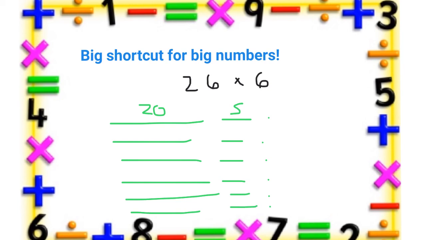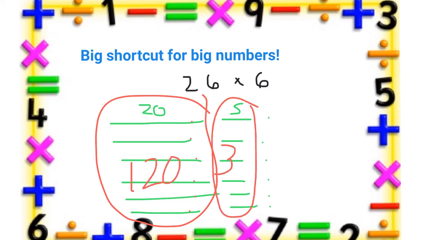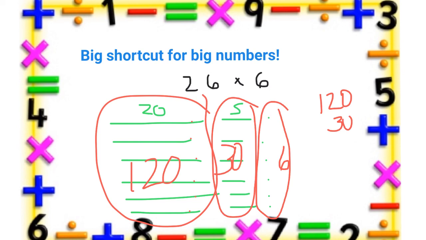And then I can figure out what parts I have. So I have 20 6 times. So 20, 40, 60, 80, 100, 120. I have 5 6 times, which I know is 30. And I have 6 little dots that each represent 1, which was 6 dots in all. And so I can add these numbers up. And I'd get 156. That was a lot easier than drawing 156 little dots.